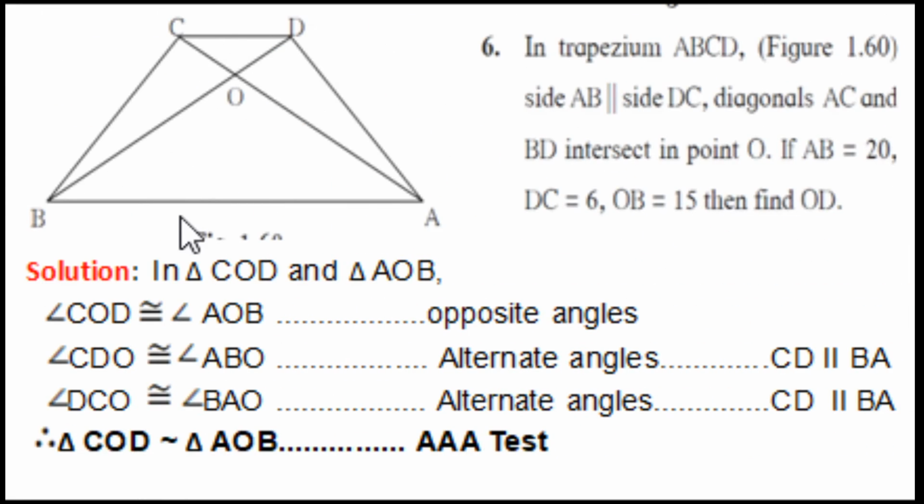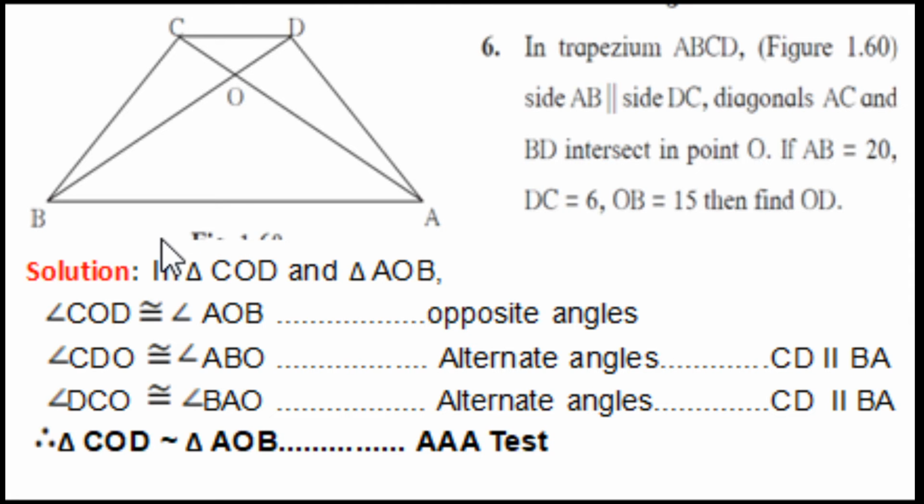Next question. Question number 6. Same trapezium is given. Side AB is parallel to side DC, and diagonals AC and BD intersect at point O. So we have to find the value of OD, and other values are given: AB 20, DC 6, OB 15.